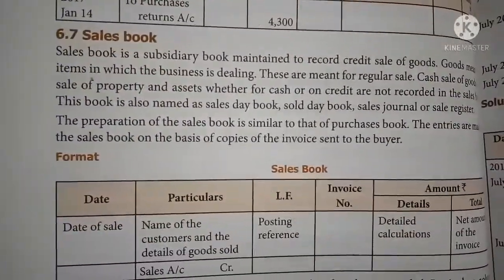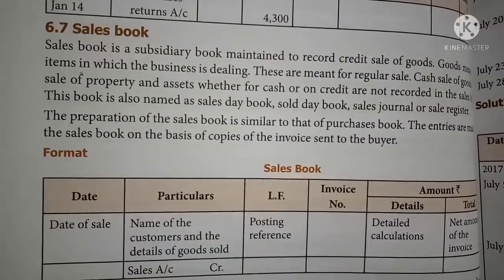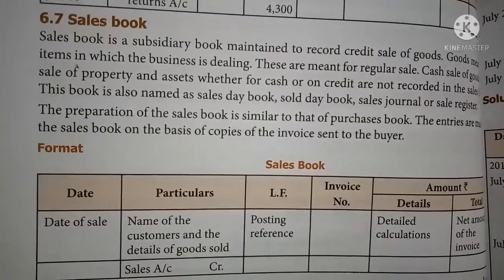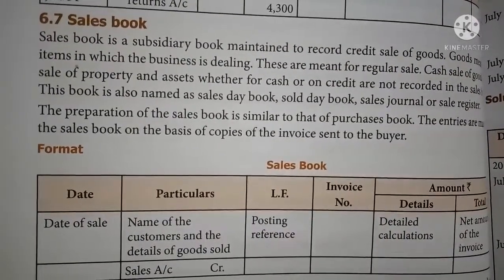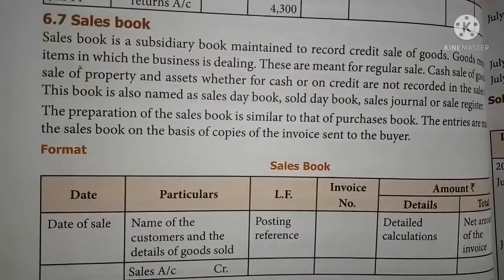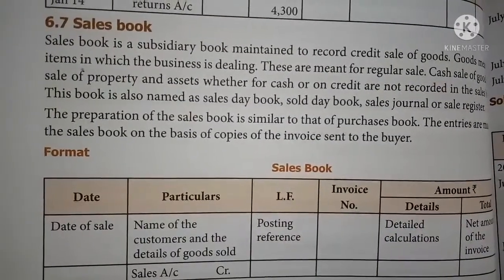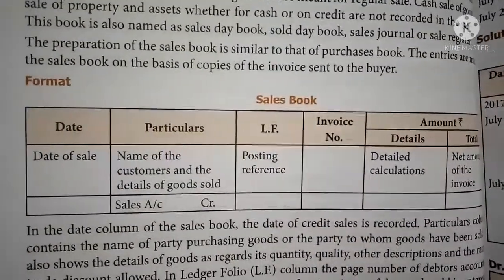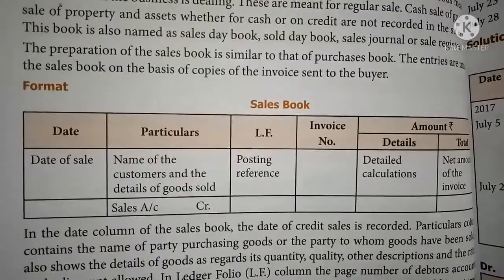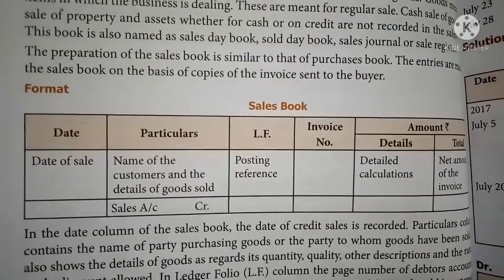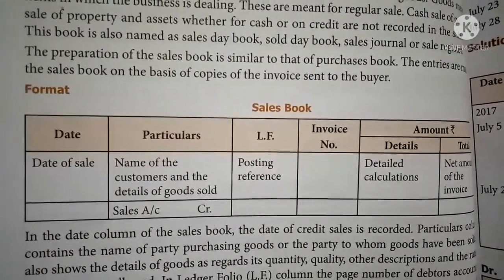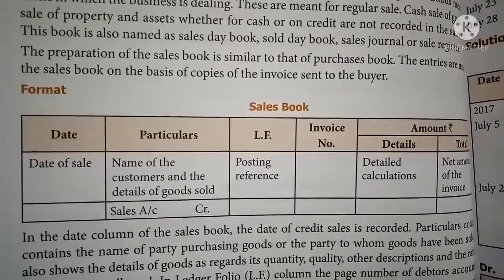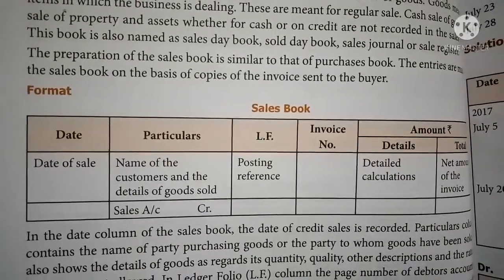Sales book is also one of the subsidiary books. So in this sales book, we should record all the credit sale of goods. Don't take cash sales or property sales. Record only credit sale of goods in this sales book. It is a specimen of sales book. Date, particulars, that is name of the customer, LF ledger folio, invoice, that is outward invoice number, and then amount, detail and total.